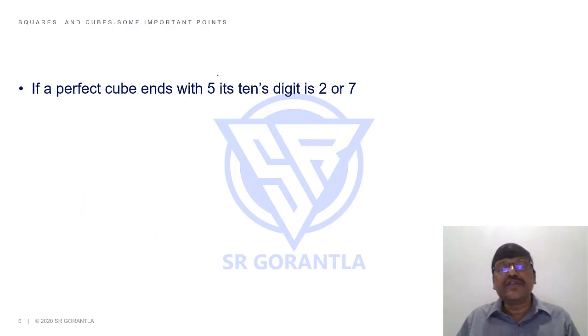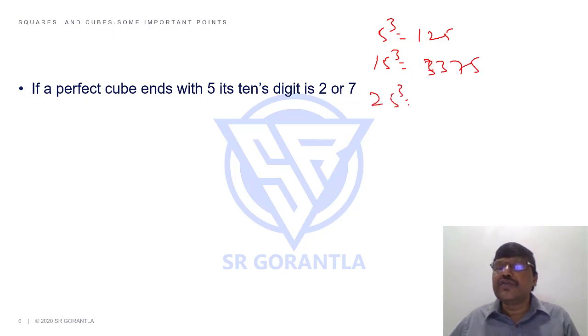If a perfect cube ends with 5, the tens digit is 2 or 7, I said. If you want examples, 5 cube is 125, 15 cube is 3375, 25 cube, students, if you calculate, I think it is 15,625. So 35 cube, if I take again, it will end with 75.